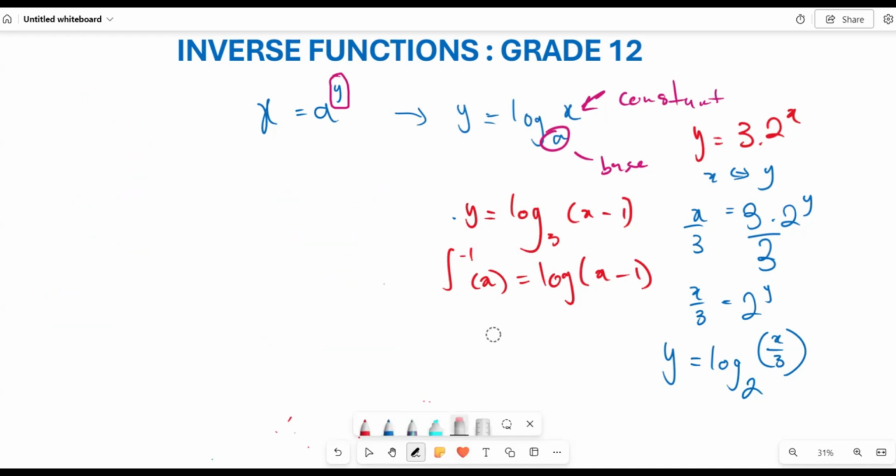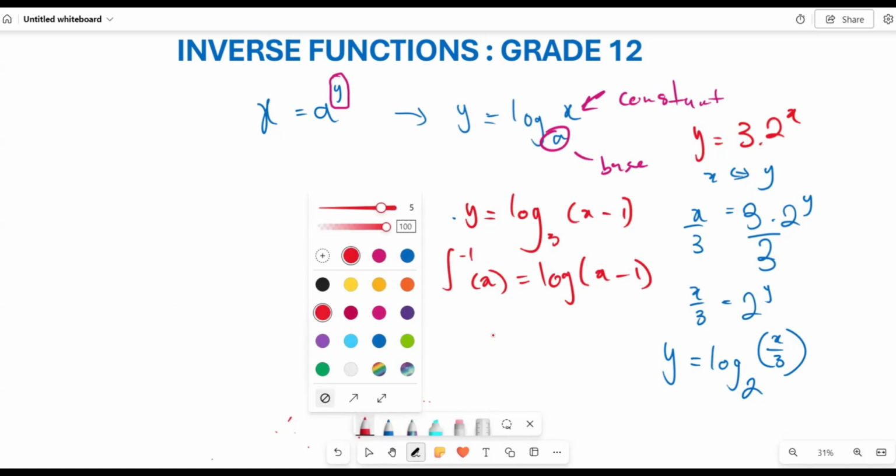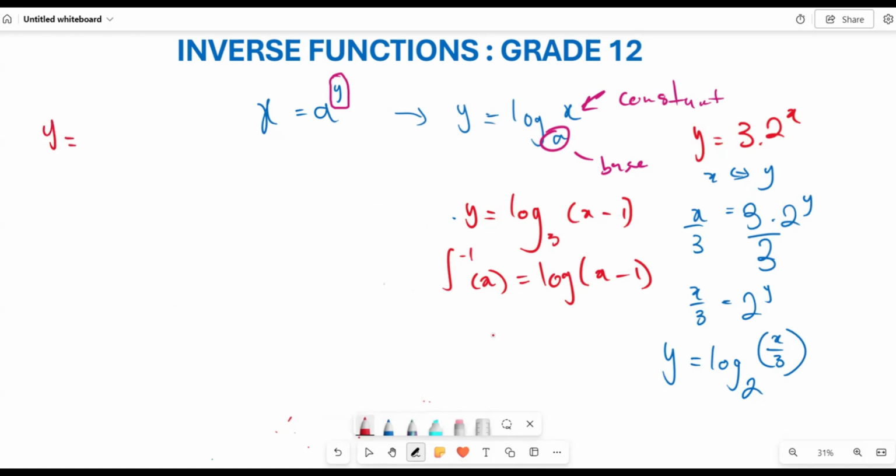Let's say now I give you this, which is going to be your y. y is equal to log of 3x. Now, I want you to also find the inverse of this. Remember, you can also find the inverse using the same method, which means we are going to have this and operate backward.